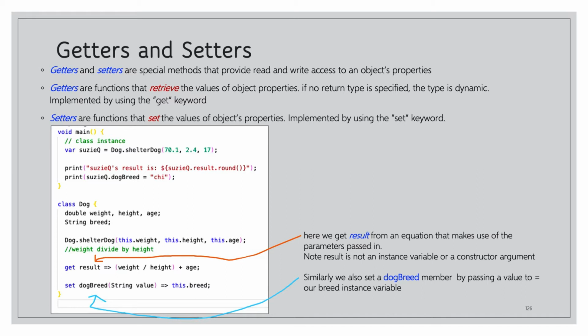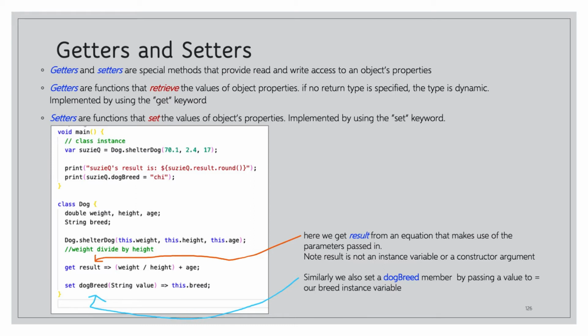It's implemented by using the get keyword. Setters are functions that set the value of objects' properties, implemented by using the set keyword. So here we have our favorite dog class, and we are defining a getter right here. Here we get result from an equation that makes use of the parameters that are passed in. Note, result is not an instance variable, nor is it a constructor argument.